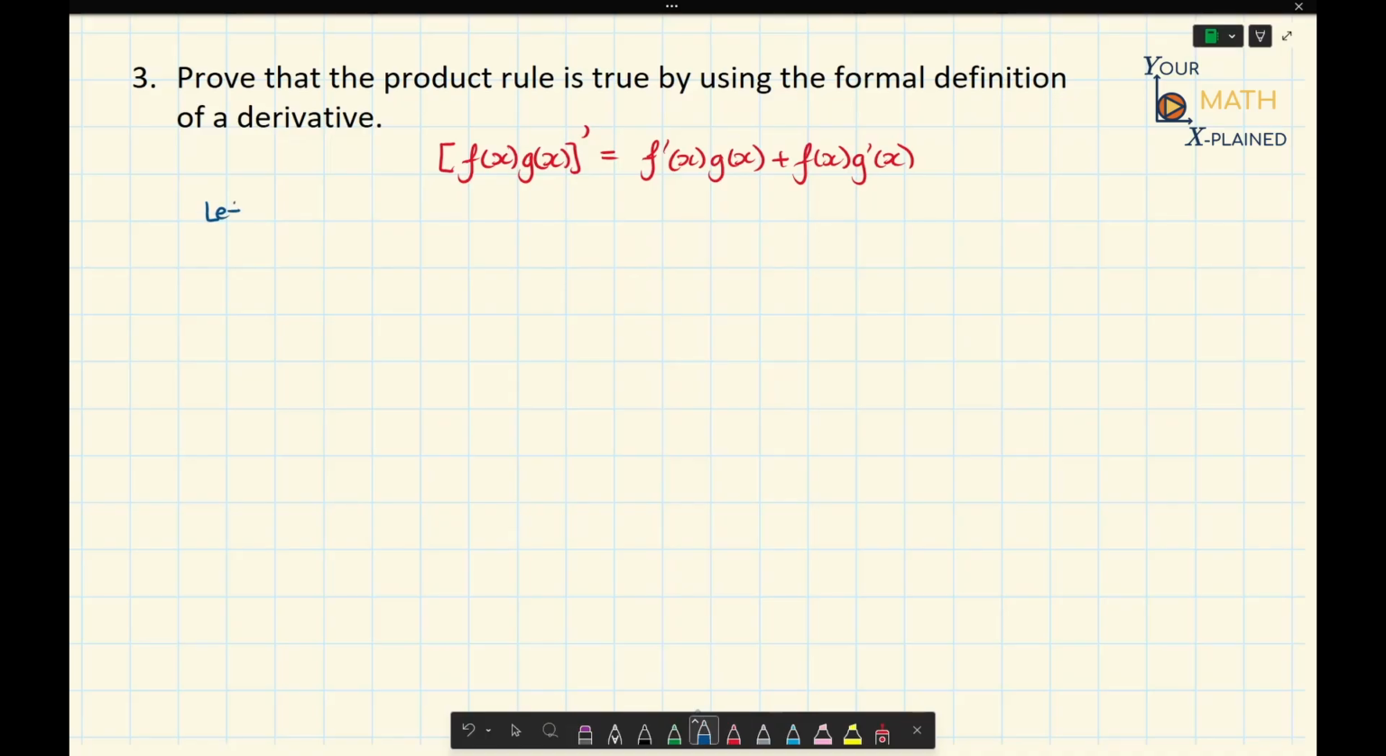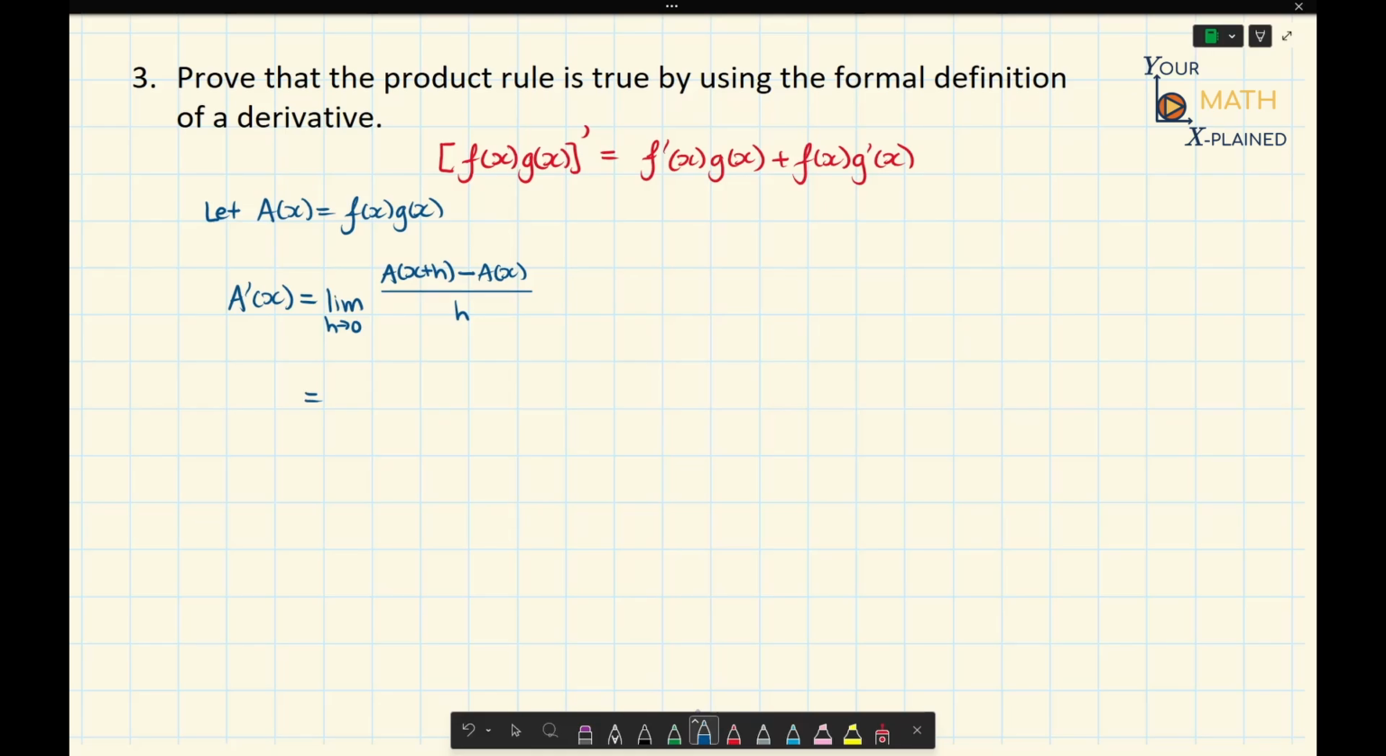Now let's say we're going to let a of x be equal to f of x times g of x. Then using the formal definition of a derivative, this tells us that a prime of x is equal to the limit as h approaches 0 of a of x plus h minus a of x over h. And since a here is f of x times g of x, we can go ahead and substitute that in.